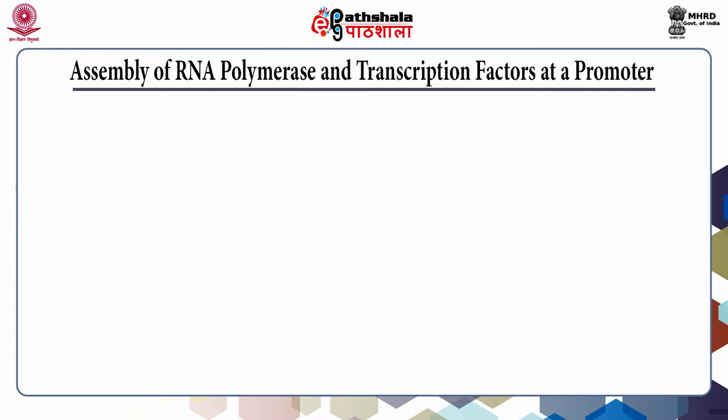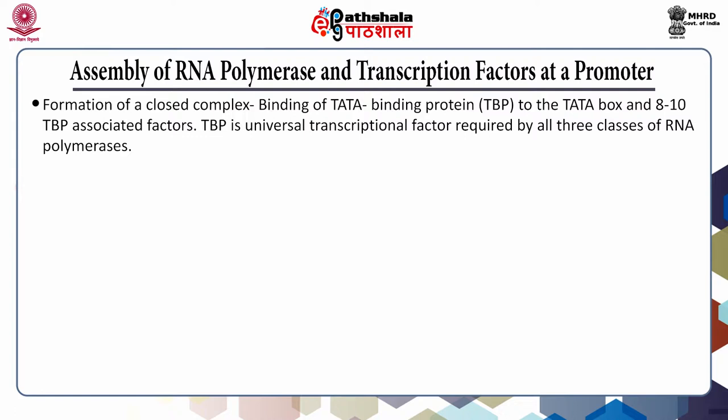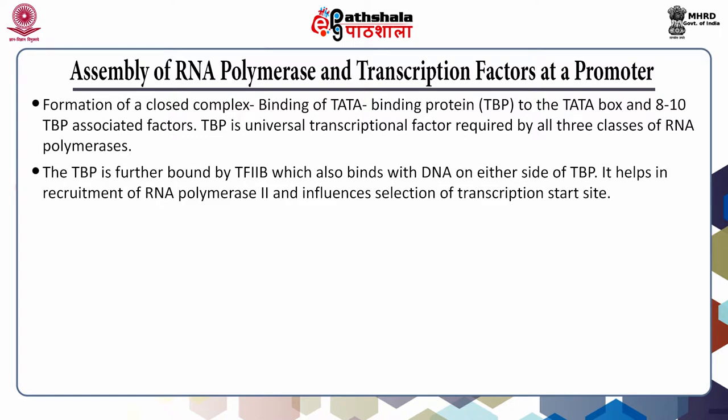The assembly of RNA polymerase and transcriptional factors at the promoter begins by formation of a closed complex, which begins with the binding of TATA binding protein to the TATA box and 8 to 10 TATA binding protein associated factors. The TATA binding protein is a universal transcriptional factor required by all three classes of RNA polymerases. The TATA binding protein is further bound by transcriptional factor 2B, which also binds with DNA on either side of the TATA binding protein. It acts as an intermediate in the recruitment of RNA polymerase 2 and influences selection of the transcription start site. Transcriptional factor 2A at this stage stabilizes the transcriptional factor 2B and TATA binding protein complex on the DNA.